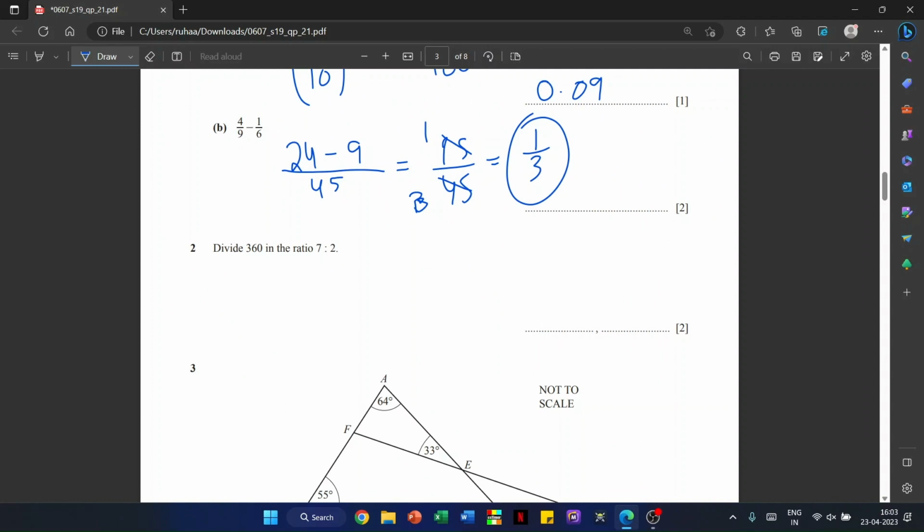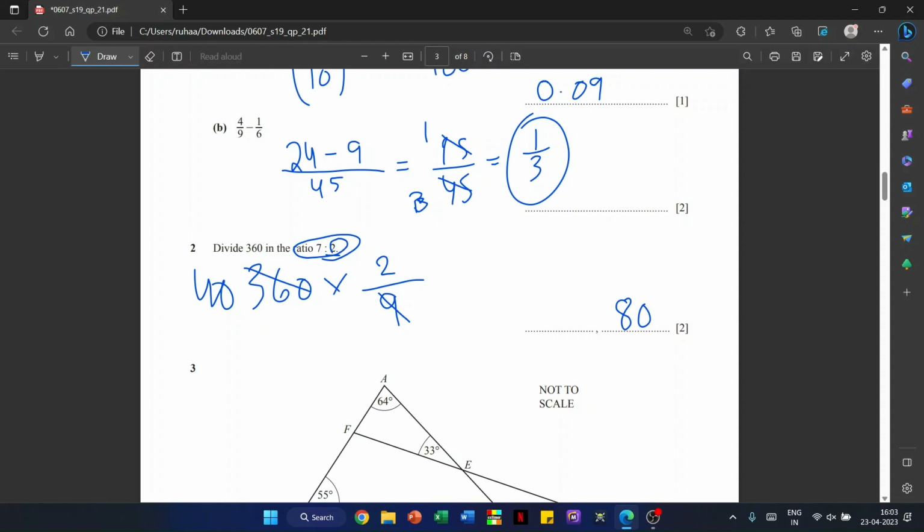Okay, now divide 360 in the ratio 7 is to 2. Let's do the easy one first. So 360 into 2, and then you divide it by the total, which is 9. So this and this will be simplified. 36 divided by 9 is 4, so 360 divided by 9 is going to be 40. So one of them is going to be 40 into 2, which is 80. And I'm going to write this on the right hand side because 2 was on the right hand side.